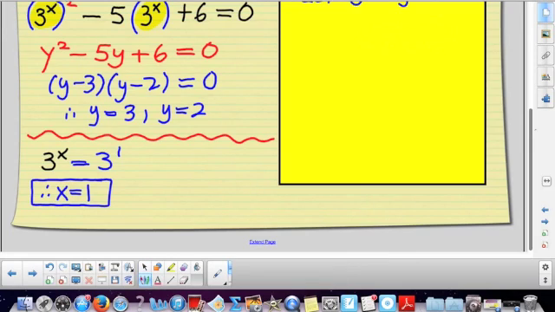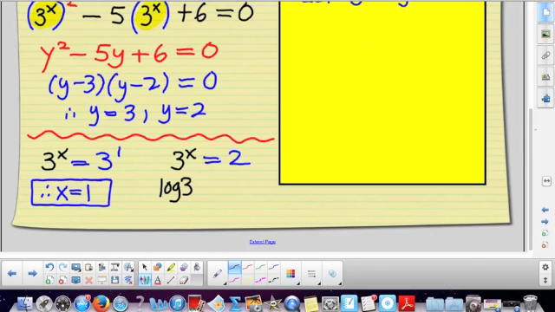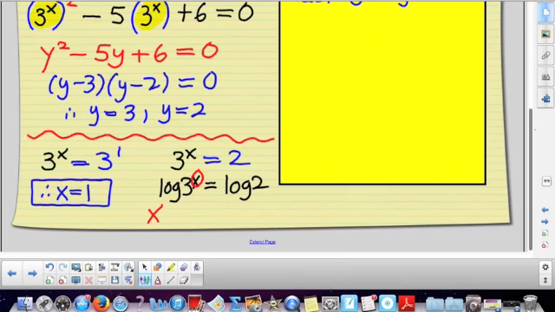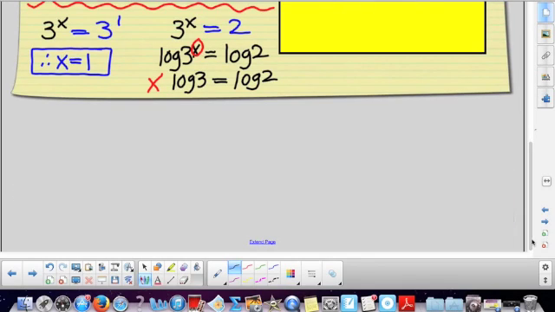Now for 3 to the power of x, when I set that equal to 2, now I need logarithms to solve this. So I'm going to rewrite this as log 3 to the power of x is equal to log 2. Then I'm going to apply the power rule. Remember, this is an exponent. So it becomes x log 3 is equal to log 2. To solve for x, I'm simply going to divide both sides by log 3.